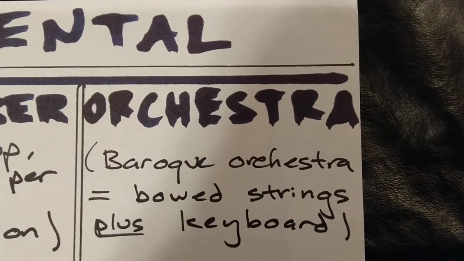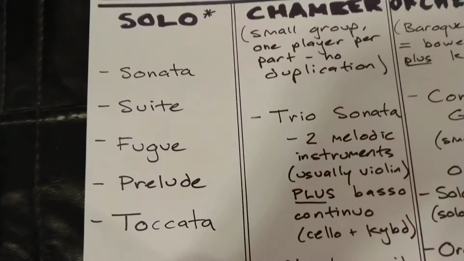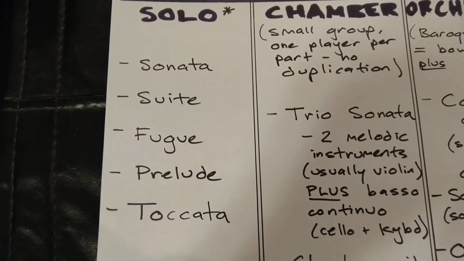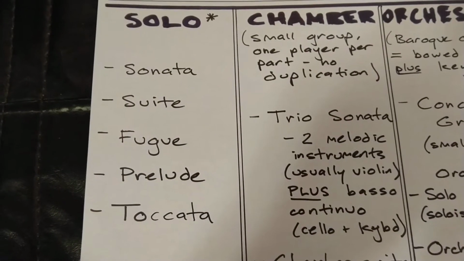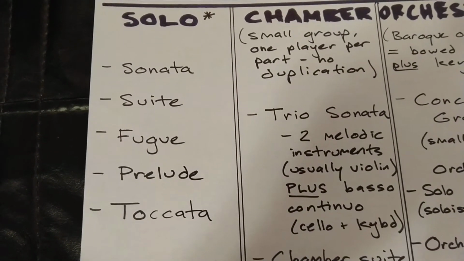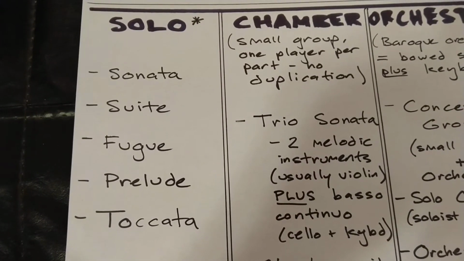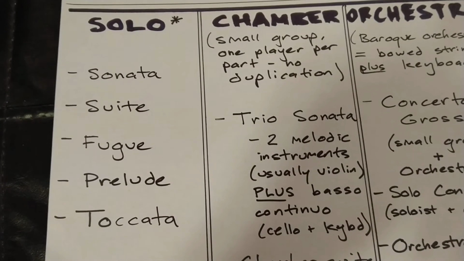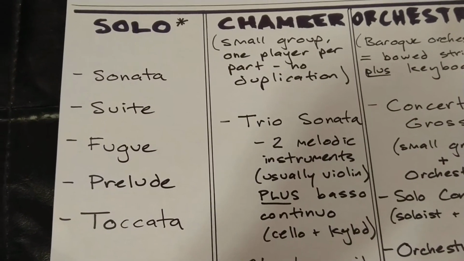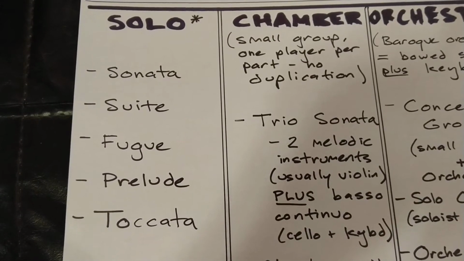All right, so let's start with genres that are usually for solo instruments. And actually, the first of these, a sonata, right? We see over on the chamber side as well, because there's such a thing as a solo sonata, and there's also such a thing as a trio sonata. And this is where I'm going to begin our examination of instrumental music with the sonata.